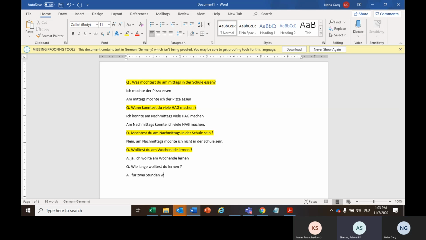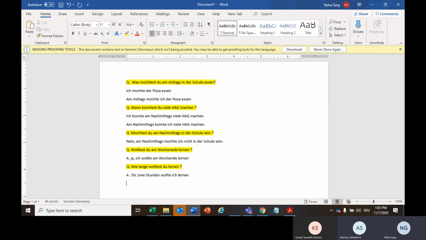Lernen. Verb, right? So, wollte, wollte ich lernen. So für 2 Stunden wollte ich lernen. I wanted to study. I wanted, past tense, I wanted to study for 2 hours. This is again a question. Now let's do the last question for this session.